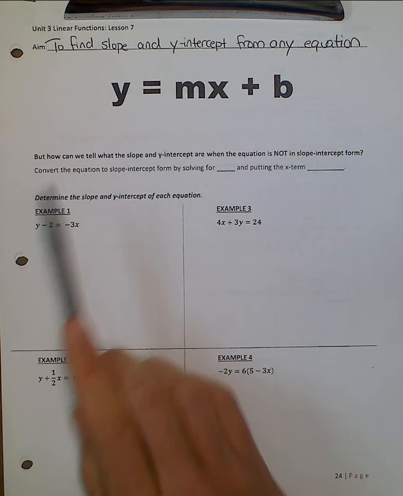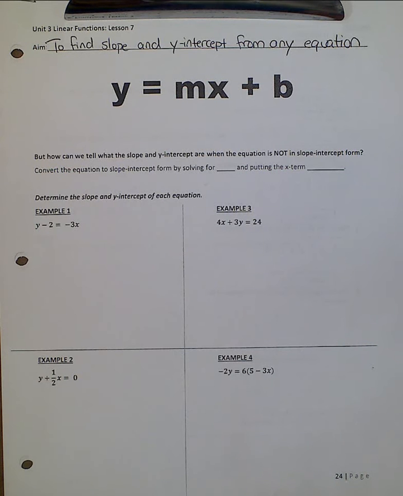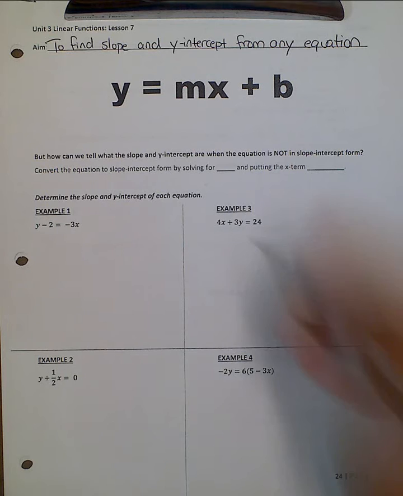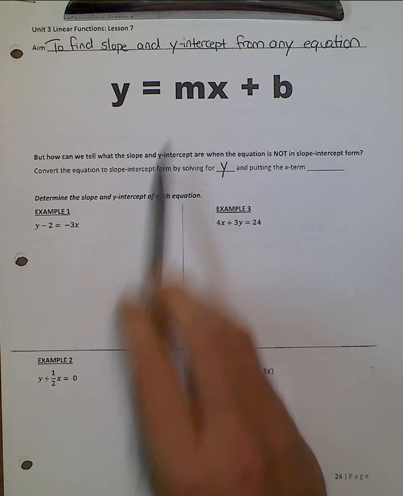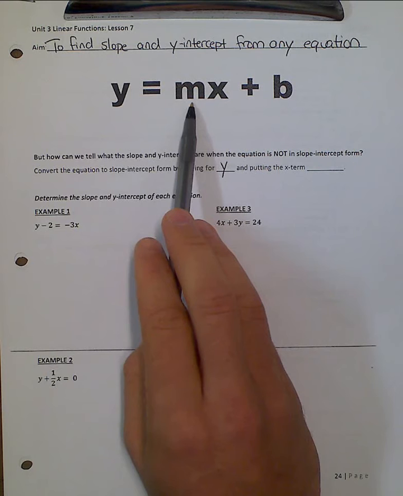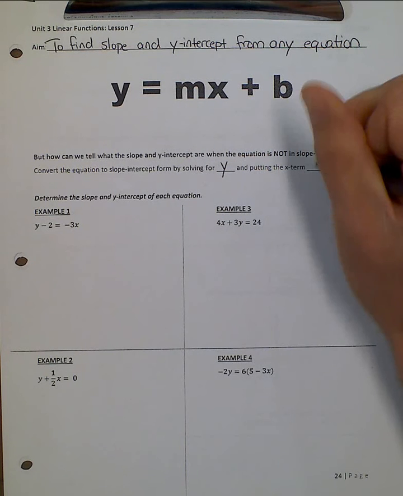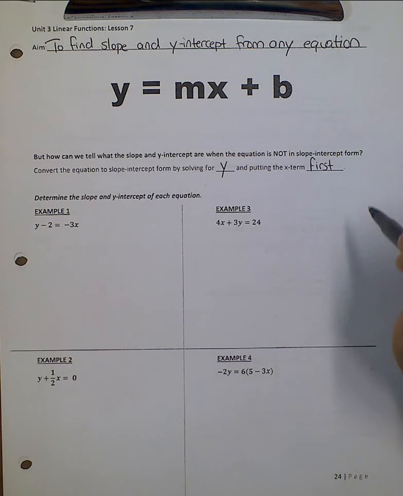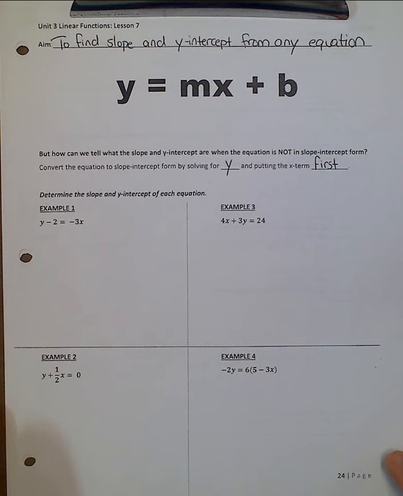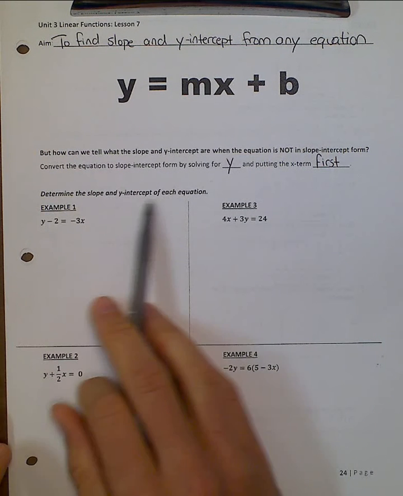Here's our notes. In order to do this, we need to convert the equation to slope-intercept form by solving for y. We're going to solve each equation for y, which means y will be isolated. Secondly, we also want the x term, mx, to come first, so that way we can see slope comes first, then the y-intercept is the last number. So we're going to walk through 4 quick examples of how to determine the slope and y-intercept of each equation.